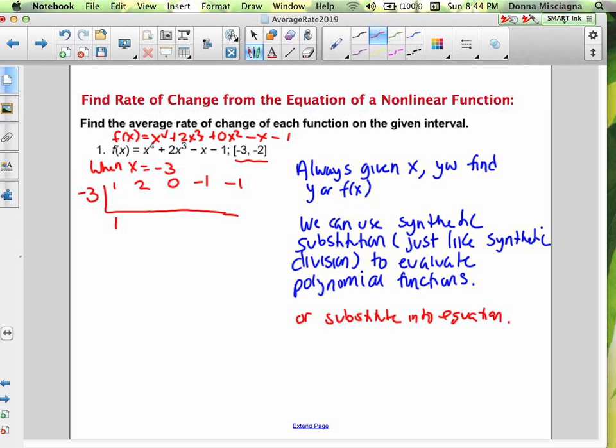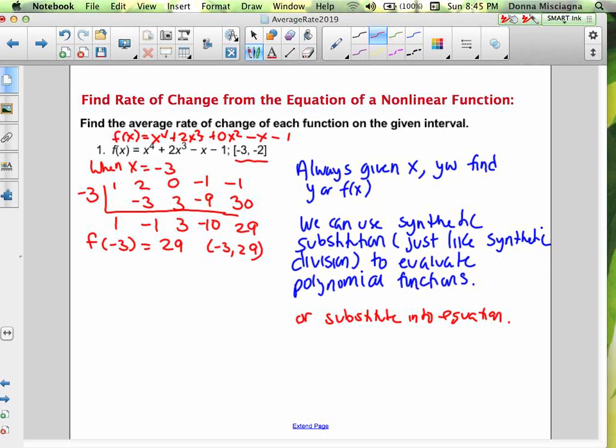So bring down the first one. 1 times -3 is -3, add. 2 plus -3 is -1. -1 times -3 is 3, add, we get 3. 3 times -3 is -9, add, we get -10. -10 times -3 is +30, and add, we get 29. So that means that f of -3 is 29. Right? And so that's the point, -3, 29.